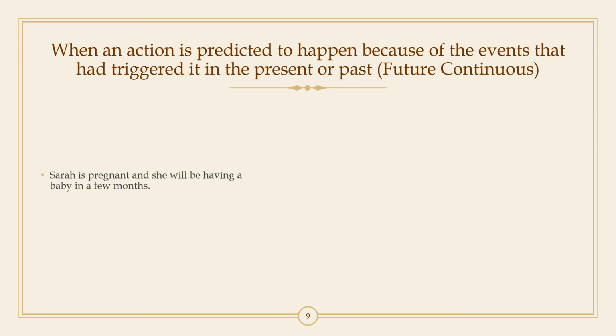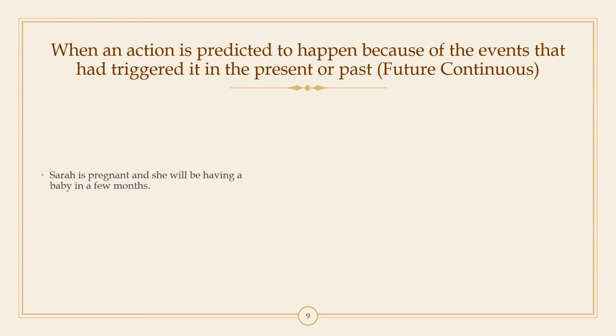Now look at the event that had triggered the present event or the future event. Sarah is pregnant today, right? She is going to have a baby in the future, right? So this sentence is a future continuous tense. And this is the tricky part of finding out whether a sentence is past continuous or present continuous or future continuous. You're always going to have that problem, but it comes by practice. Like I always tell you, practice makes permanence, right?